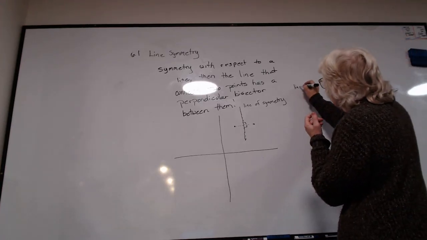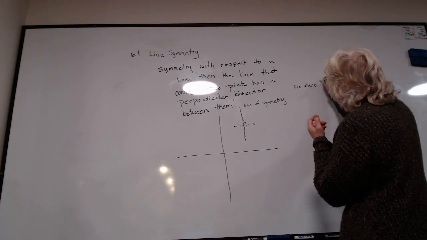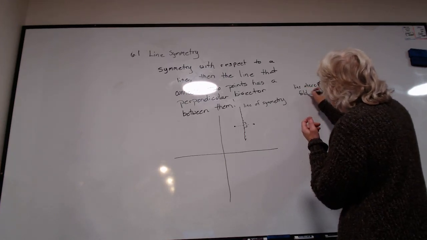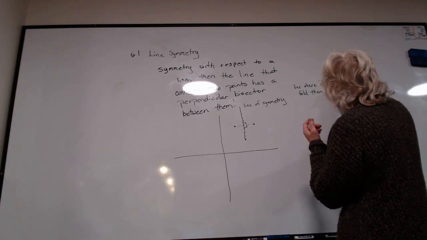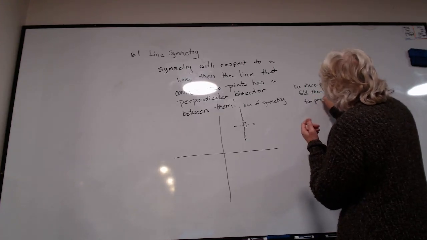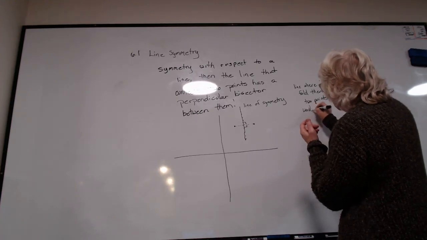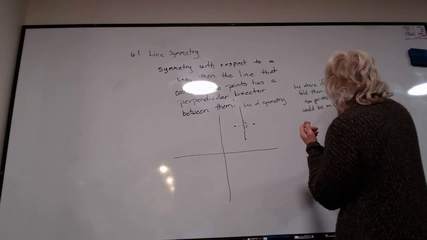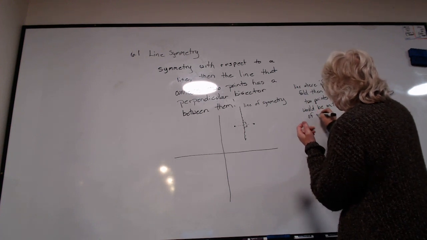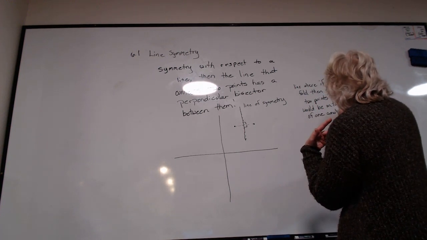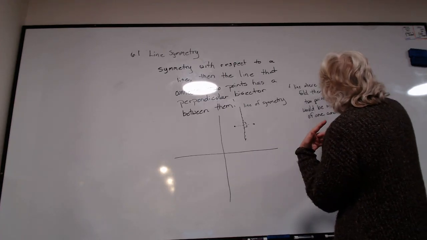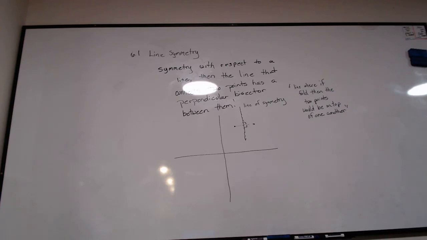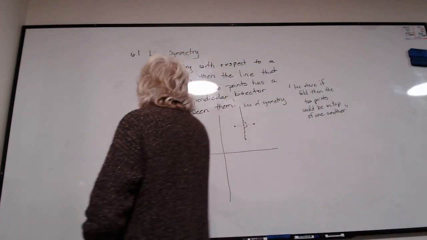It's the line where if we fold, then the 2 points would be on top of one another. Now, that's basically what a line of symmetry does. This is between 2 points, but we can do the same thing with figures. So let's just look at a triangle.